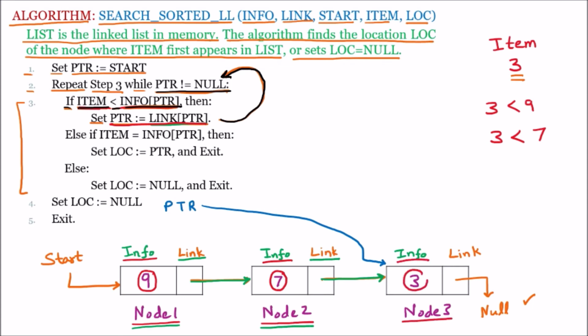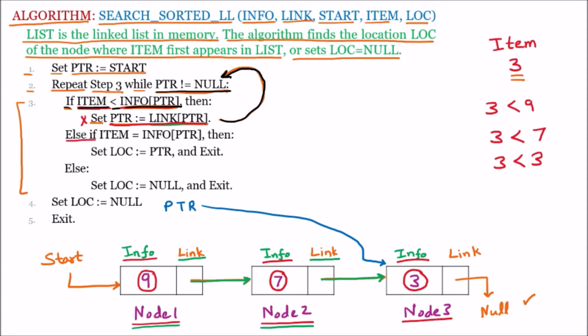The info part of PTR is 3. So now we are checking that item, which is 3, less than info PTR. Info PTR is 3. So is 3 less than 3? Wrong. 3 is not less than 3. So it will not come down, and this line will not be executed. It will check the else if part now.